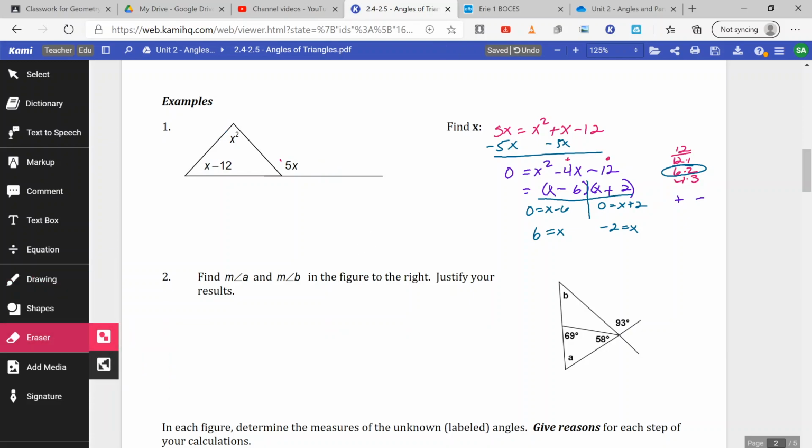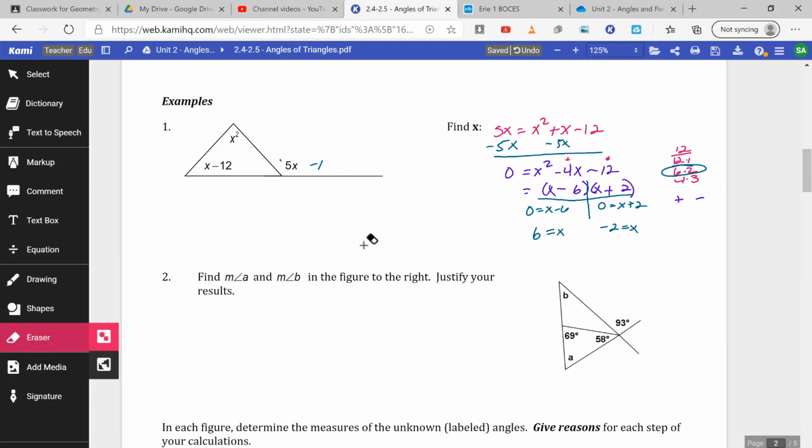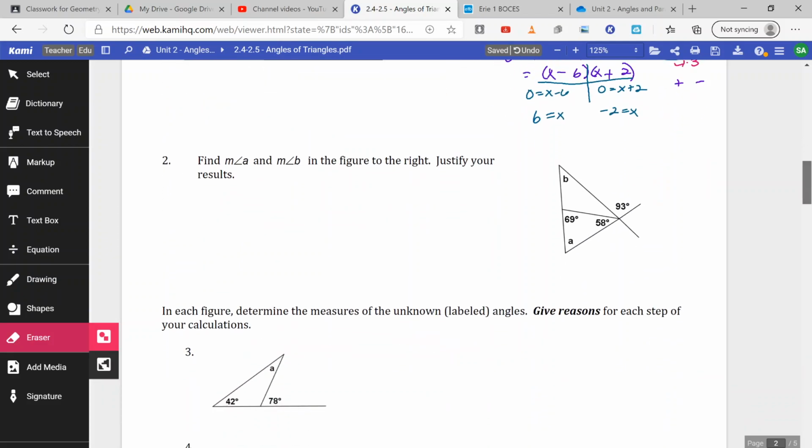And if I did the same with the negative 2, 5 times negative 2 is going to give me negative 10. So negative 2 minus 12, negative 14. Negative 2 squared is positive 4. So 4 minus 14 gives me negative 10, and that works as well. So I actually have two different values of x on this particular one, 6 and negative 2.